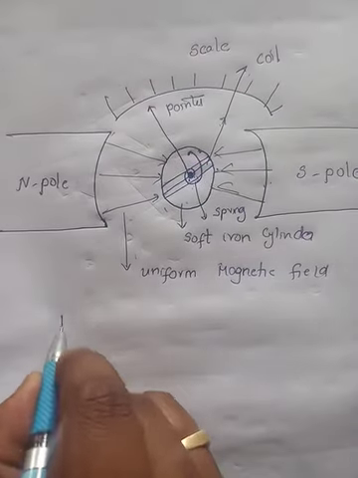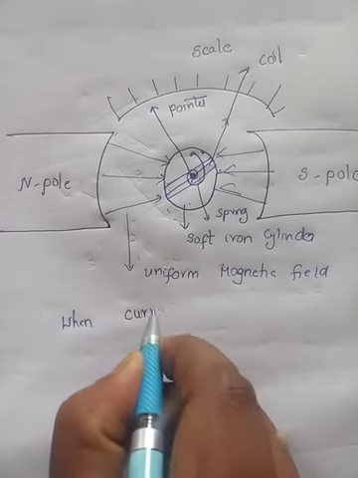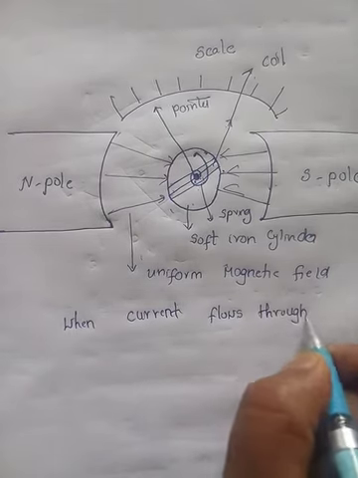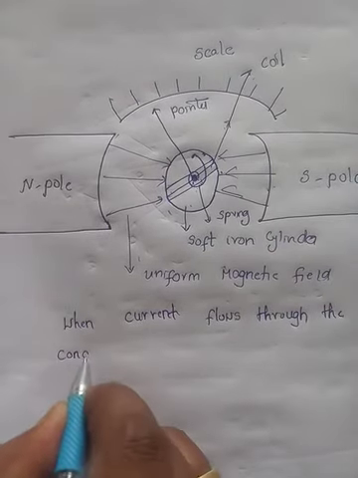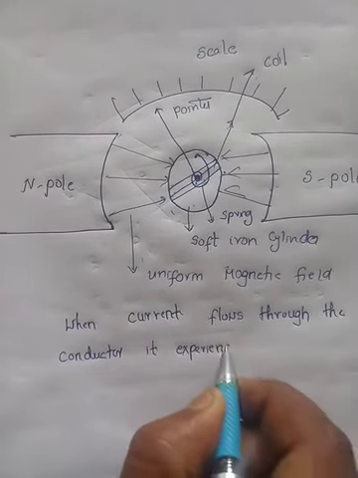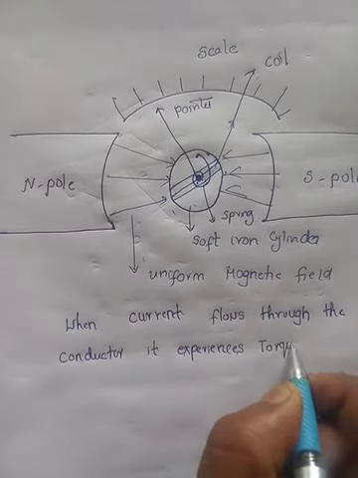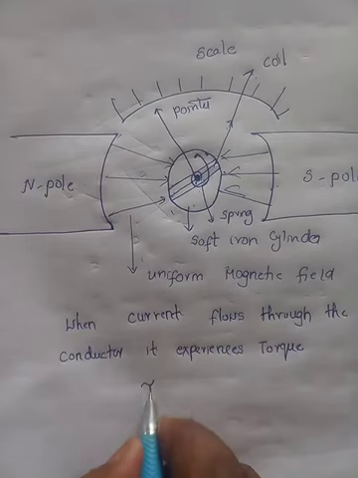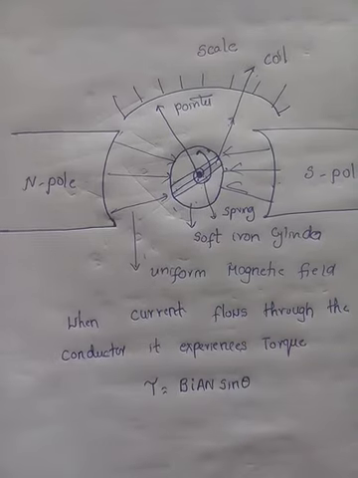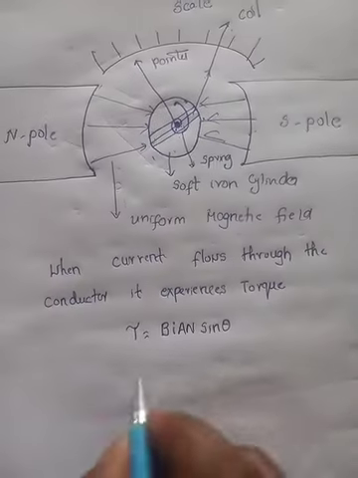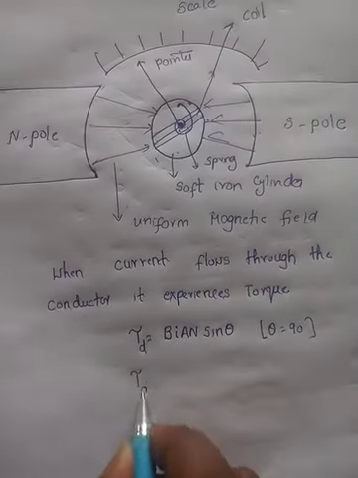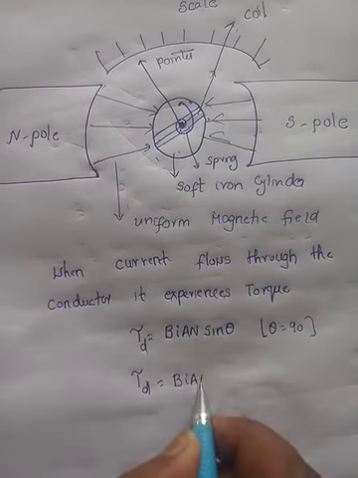Now that spring is placed at the center. When current flows through the conductor, it experiences torque. What torque does it experience? Now we read BIAN sin theta. What is theta here? Since the magnetic field is perpendicular, theta is equal to 90. So this torque is called the deflecting torque, BIAN.